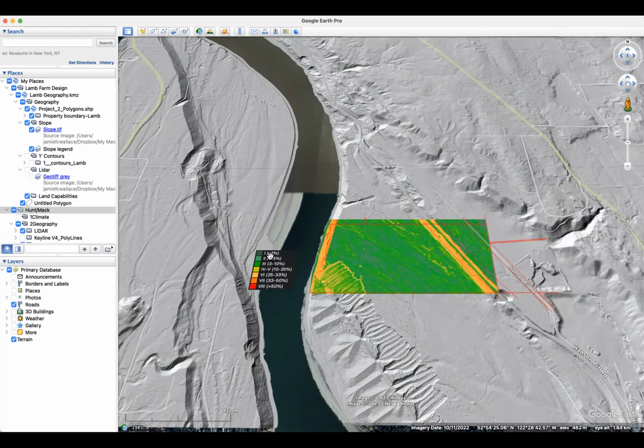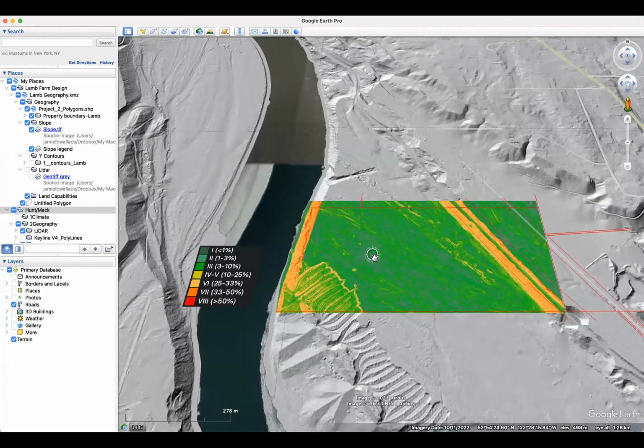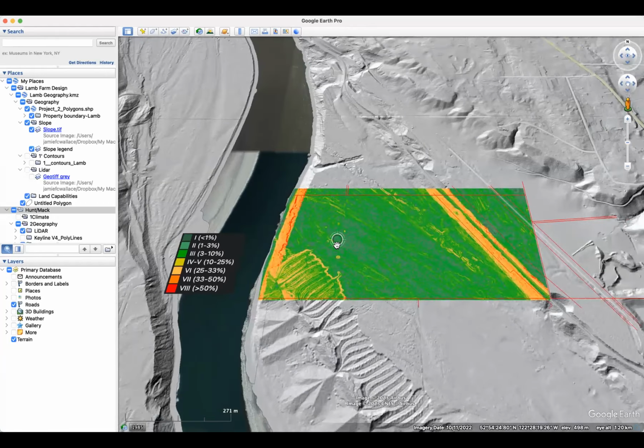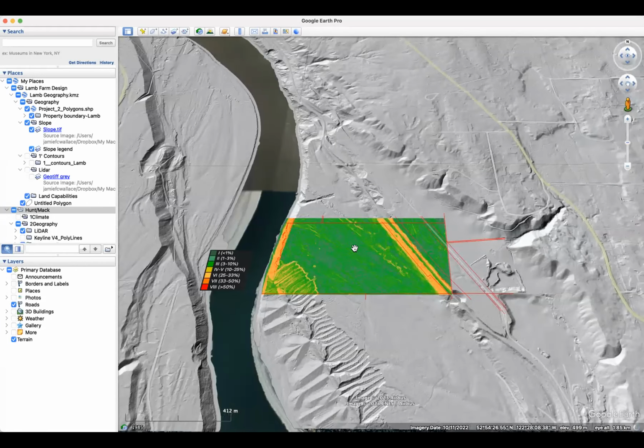But this classification lets us communicate with our clients what the possibilities are. Once we get into these higher percentage slopes, we know that we're just trying to stabilize it rather than have it as arable, usable property. So that's a little bit on Google Earth.